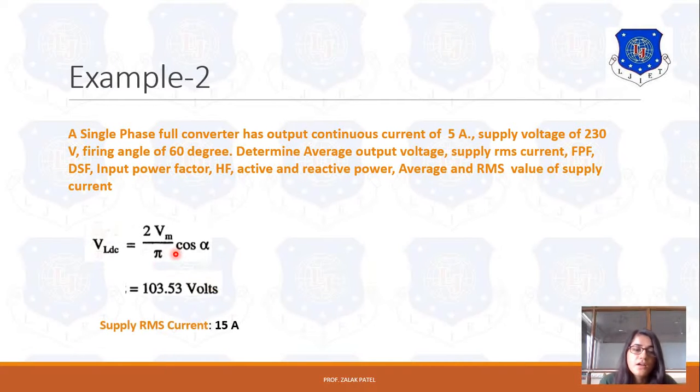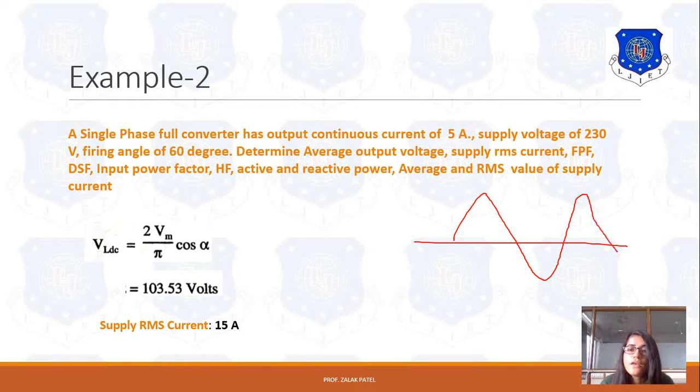Now let's find out the supply RMS current, that is 15 ampere. Now how do we get this 15 ampere? Because the output continuous current is 5 ampere. If you find out the maximum value of this, then it is 5 into root 2, and 5 into root 2 is almost equal to 7.5. And for the supply current, the overall waveform graph is like this. The original graph is like this. So here, this is the value of RMS current.